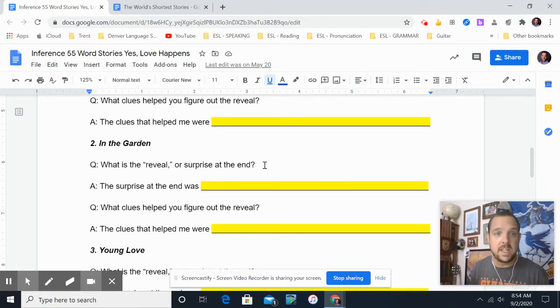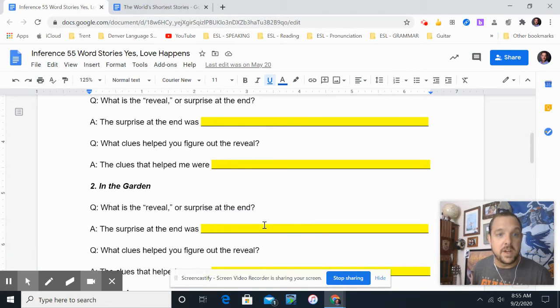So the reveal or surprise at the end was that he doesn't actually love the woman, Tom. He actually was upset that she was standing on his flower when she thought that he was talking to her and confessing his love to her. What clues helped me figure out that reveal? Well, I kind of talked about it. So he's calling her flower. He knelt down. And then all of a sudden at the end, he says rose and that she's standing on the rose. So that helped me figure out that he's actually talking about his rose and not her. So again, this is one of the easier ones.